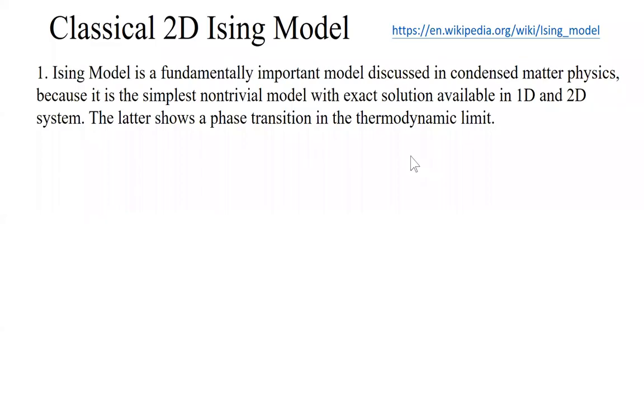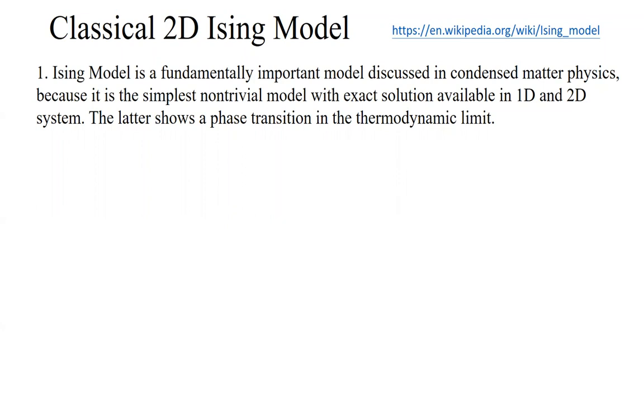Today we are going to talk about the classical 2D Ising model, which is an example for our machine learning. First of all, the Ising model is one of the most important models discussed in condensed matter physics because it is the simplest non-trivial model with an exact solution available in 1D and 2D systems. And the 2D case also shows a phase transition in the thermodynamic limit.